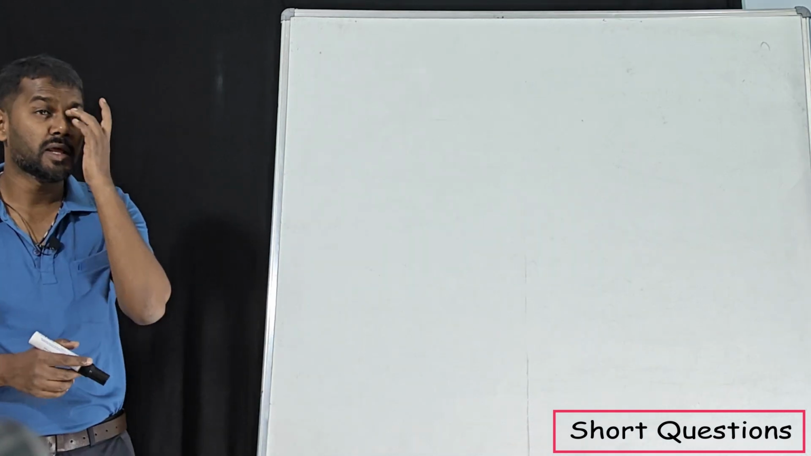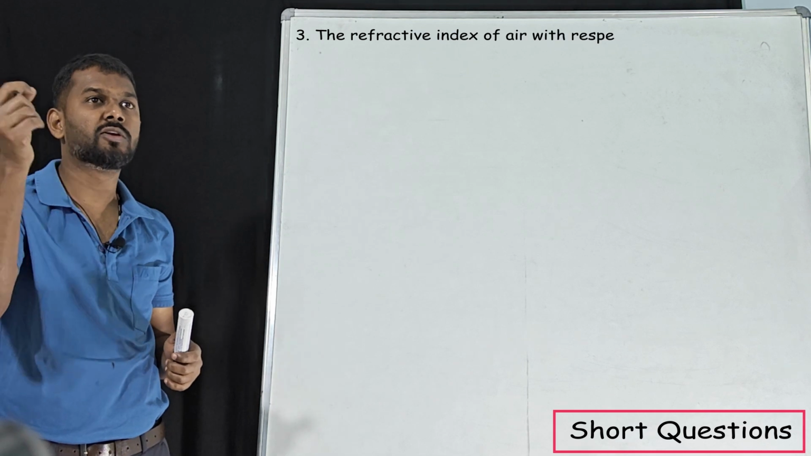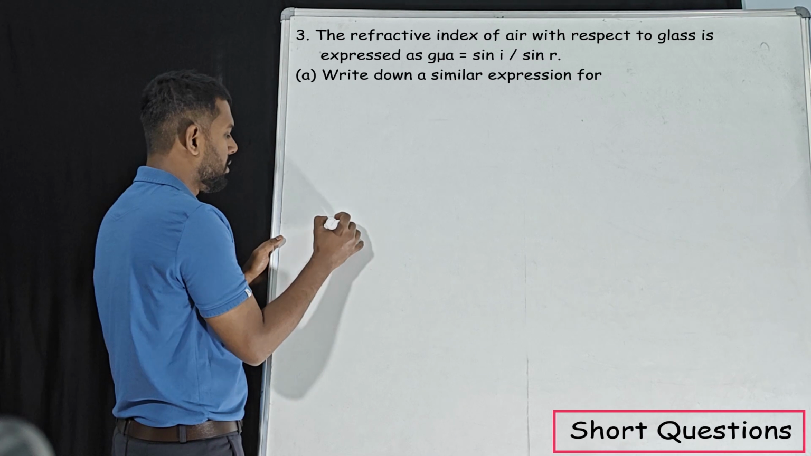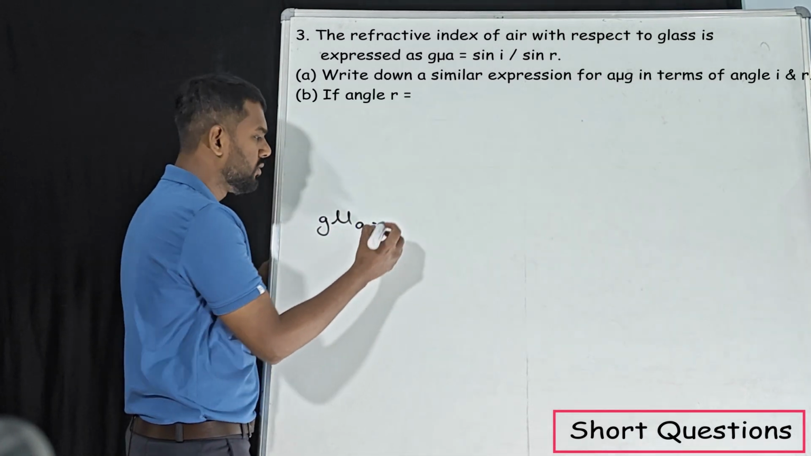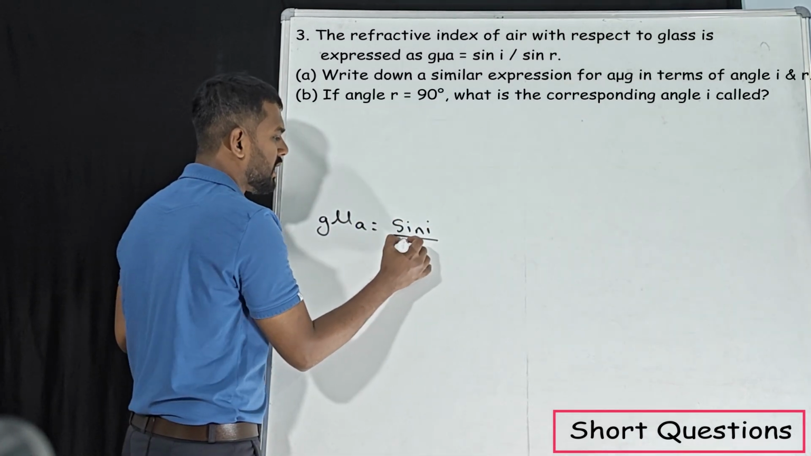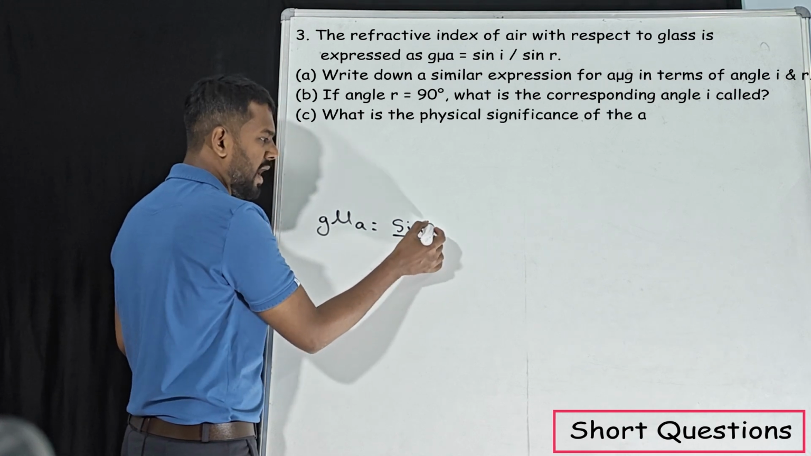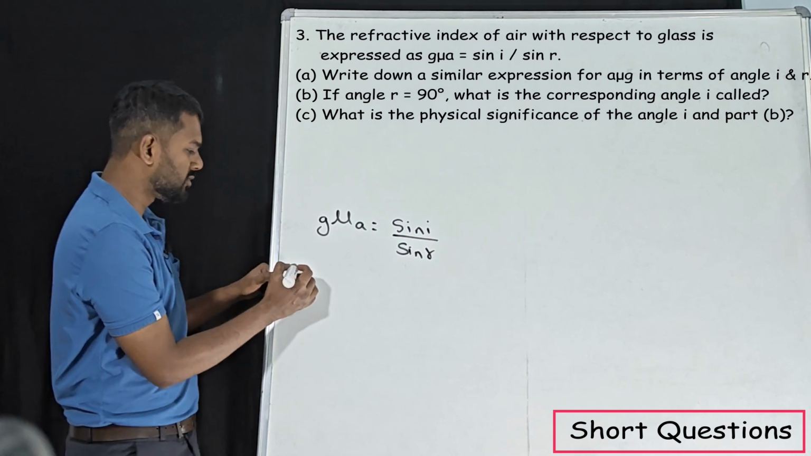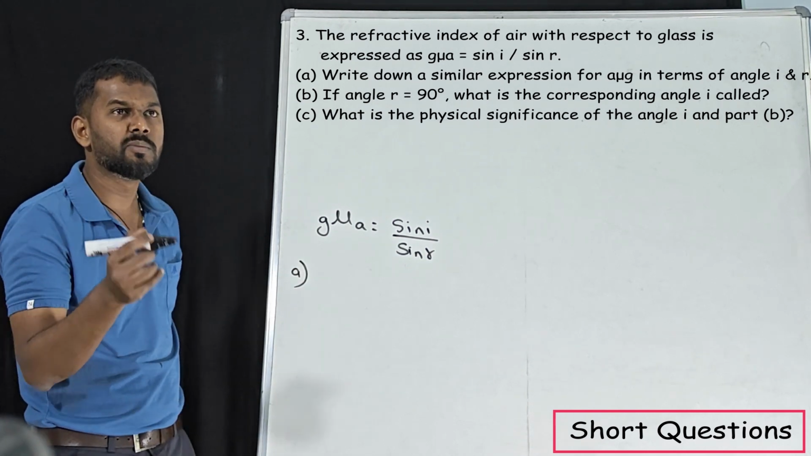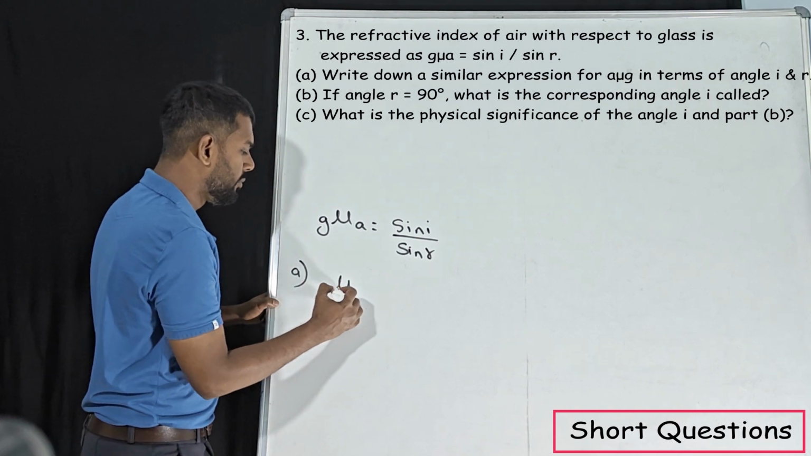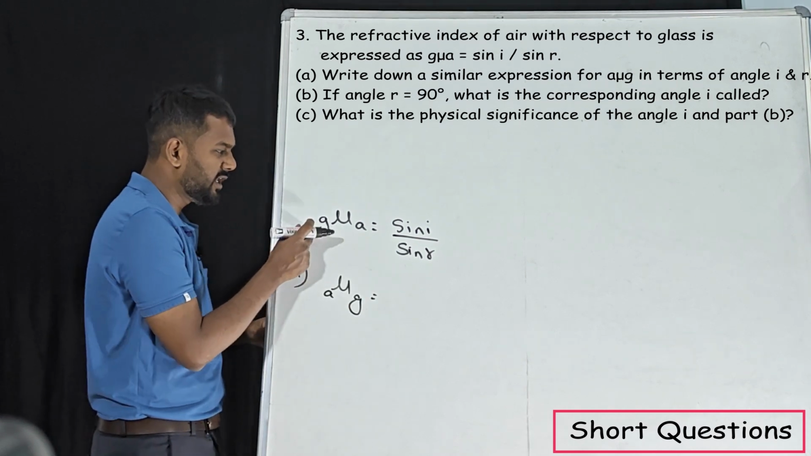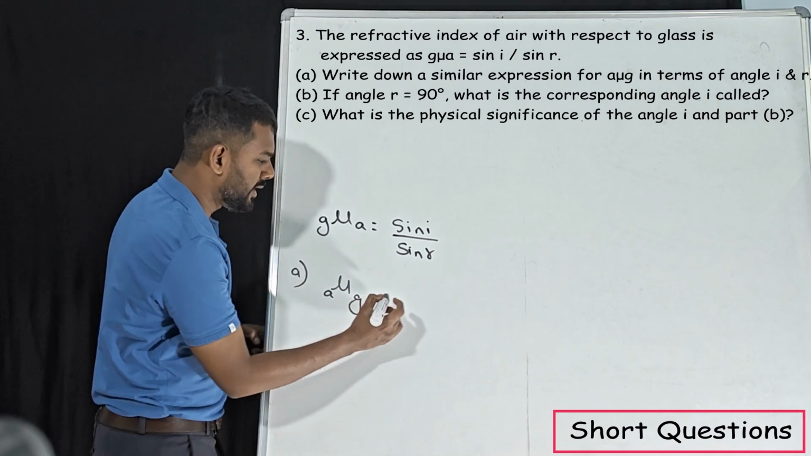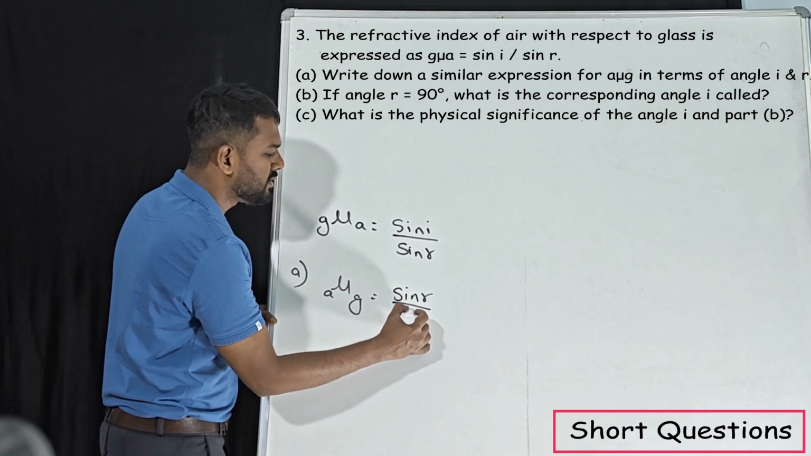Our next question. The refractive index of air with respect to glass is expressed as sin i by sin r. We know i means angle of incidence, r means angle of refraction. This is the given data. So the first sub question: write down the similar expression for the refractive index of glass with respect to air. If the refractive index of air with respect to glass is sin i by sin r, then the refractive index of glass with respect to air will be sin r by sin i.